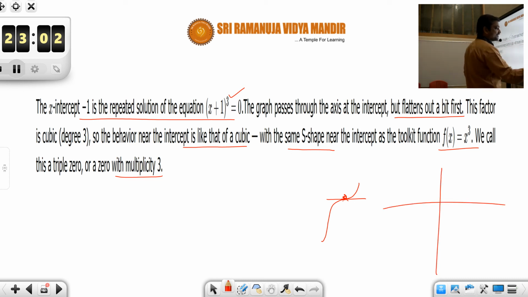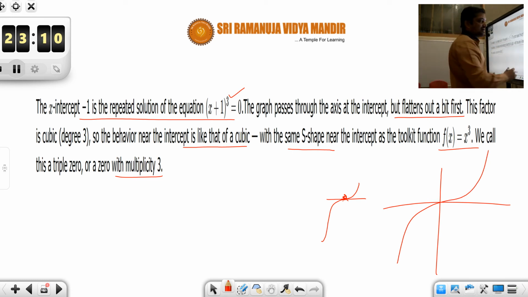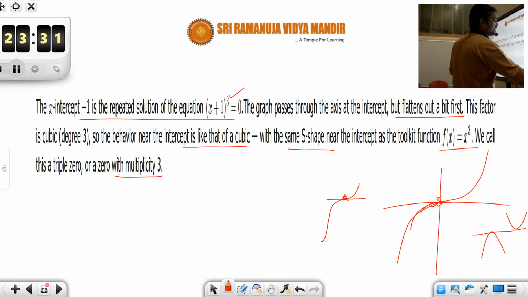Even if you look at the graph of x cubed, it looks something like this, like the S shape. So the same characteristic you will come across whenever there is a cubic factor, or a factor with multiplicity 3: always at the x-intercept you will find the same kind of flattening out. Whereas if you come across a factor with multiplicity 2, you will see something quadratic in nature, like this or like this. There the curve doesn't cut the axis. Students, hope you have understood these three different characteristics.